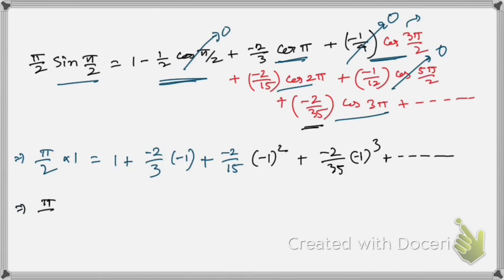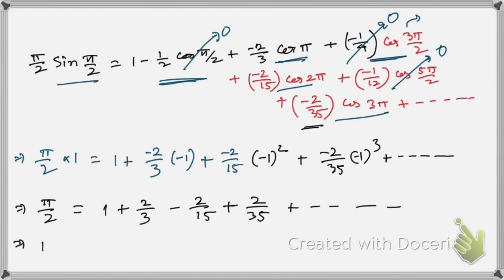So here pi by 2 equals 1 plus 2 by 3, then it's going to be minus 2 by 15, then it's going to be plus 2 by 35 and so on. If you multiply both sides by 2, then you're going to have pi is equal to 2 plus 4 by 3, then minus 4 by 15 plus 4 by 35 and so on, right. So that should be alternately plus and minus sign. Okay, now let me go to the new slide.